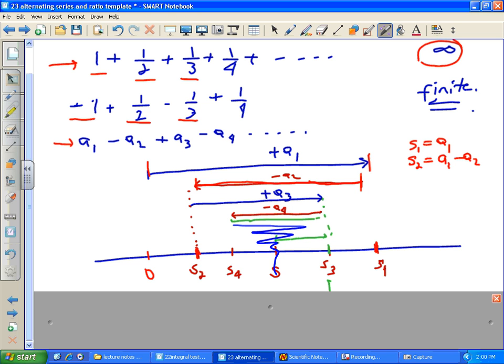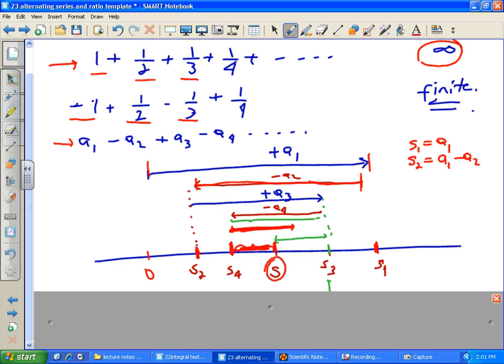And what this estimation is telling you is the following. If you were to add up the first 4 terms, A1 minus A2 plus A3 minus A4, and if this is the correct answer right here, the sum of infinitely many terms, it's saying that the difference between where you were after you added the 4 terms, you were here, and the infinite sum, that difference will be less than the next unused term. And the next unused term may be from here to here, for instance. So it's saying that this distance will be less than this distance. And that's basically all it's saying.